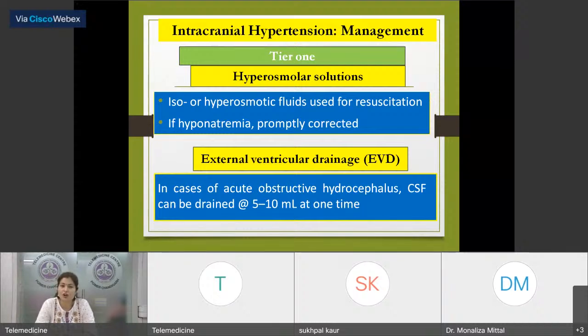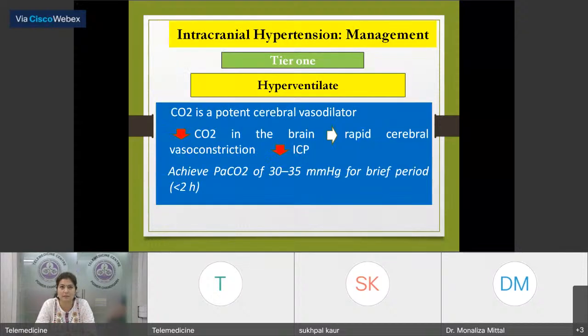Then there is the EVD. We already discussed that the EVD is the gold standard for monitoring, as well as for diagnostic and therapeutic purposes in increased ICP. For that, CSF can be drained at the rate of 5 to 10 ml at one time.